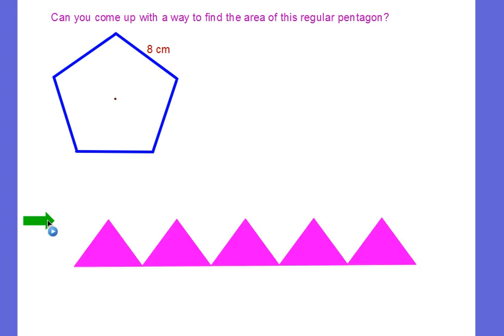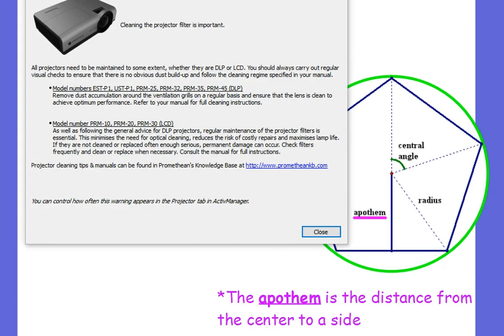Okay, so that's what I had right here. If you just find the area of one triangle, multiply it by 5, boom, you'll get the area of this regular pentagon. So that's not the exact formula. It's not the exact way we're going to do it, but that will help us come up with a formula to find the area of a regular polygon.